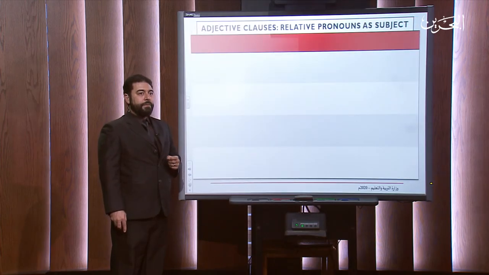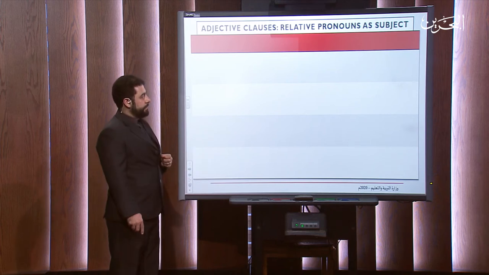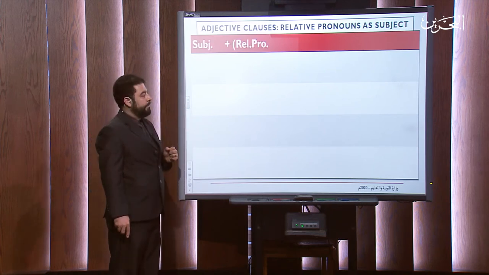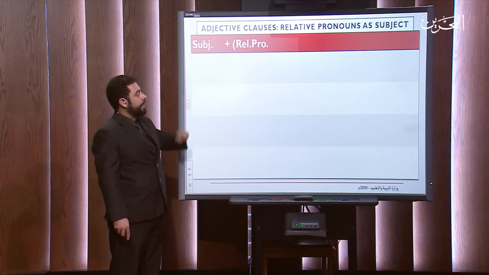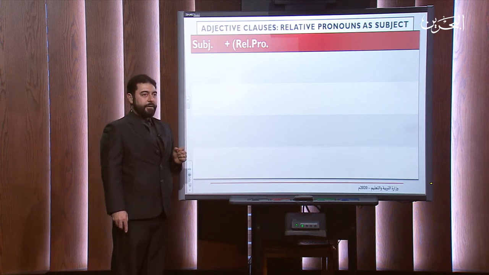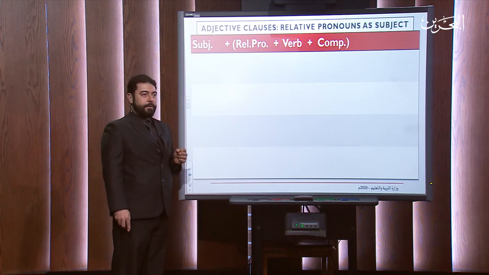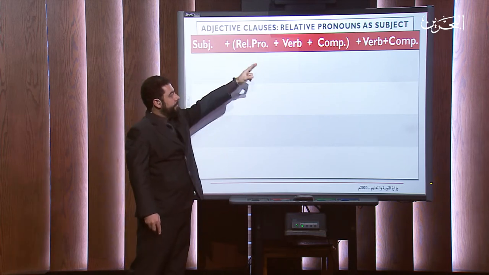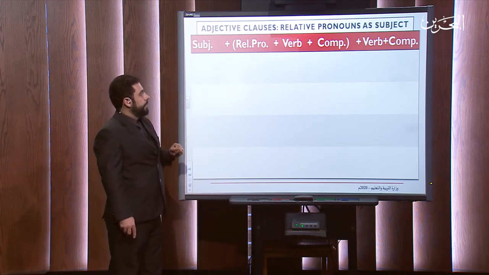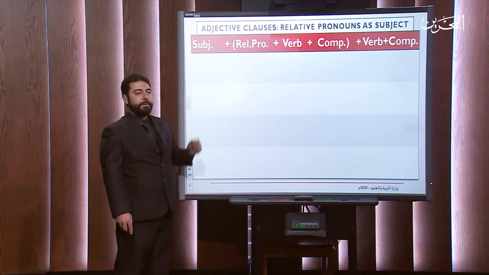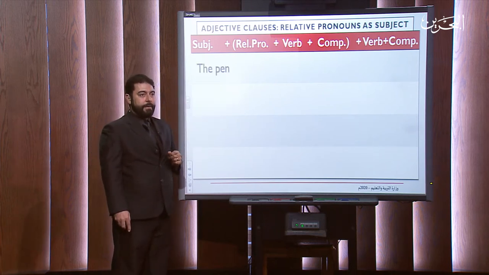So, how do we form adjective clauses? We start with a subject, and then we add a relative pronoun, one of the nine I showed you before. And then a verb, and then a complement, which completes the sentence. And then a verb and another complement. Notice that these brackets denote the adjective clause.